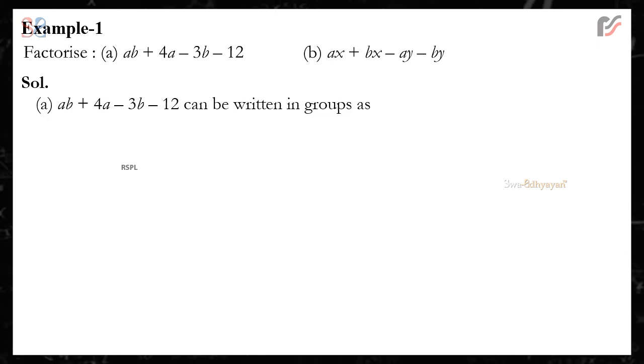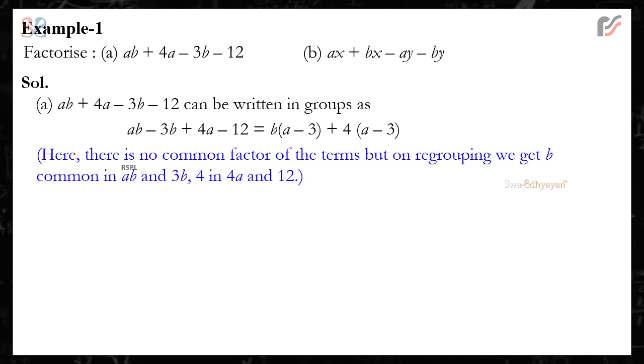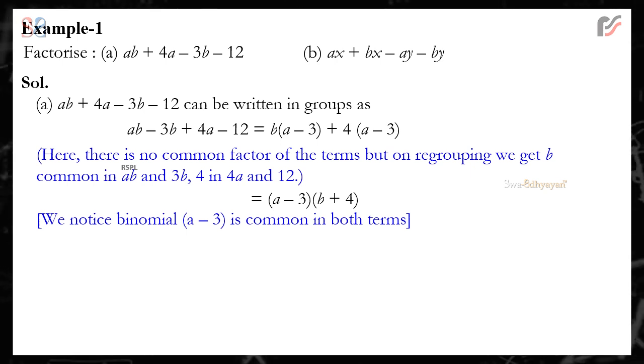Solution. ab plus 4a minus 3b minus 12 can be written in groups as ab minus 3b plus 4a minus 12, which is equal to b in the brackets a minus 3 plus 4 in the brackets a minus 3. Here, there is no common factor of the terms, but on regrouping we get b common in ab and 3b, 4 in 4a and 12, which is equal to in the brackets a minus 3 in the brackets b plus 4. We notice binomial in the brackets a minus 3 is common in both terms.